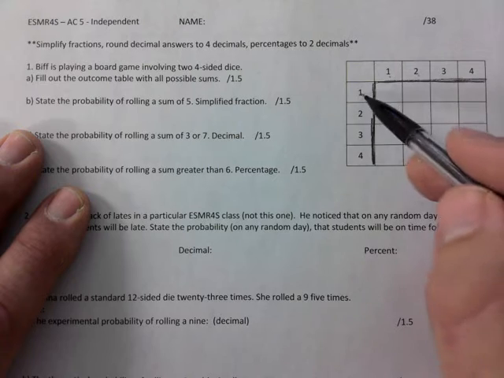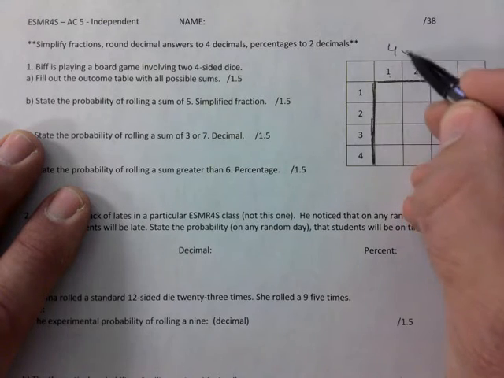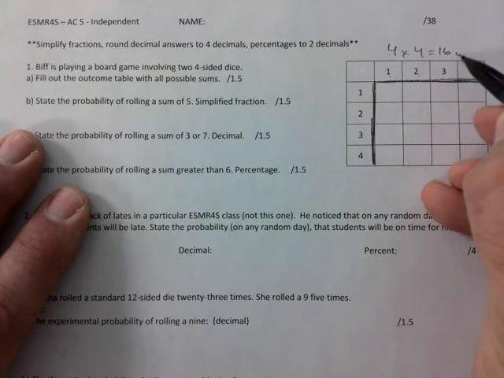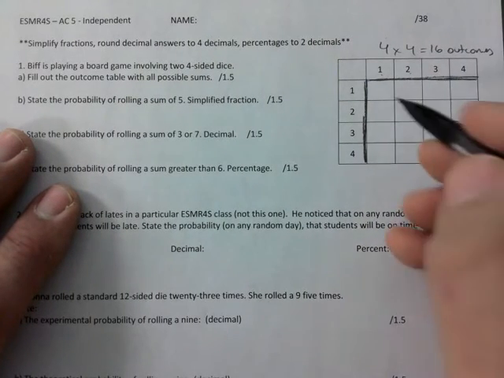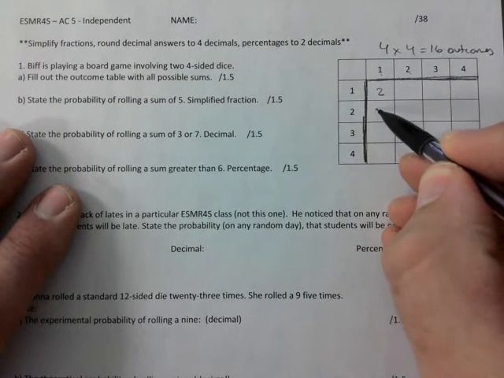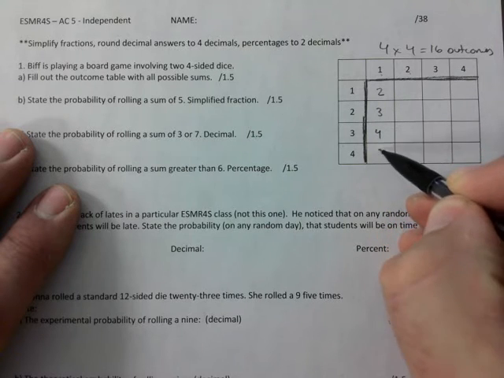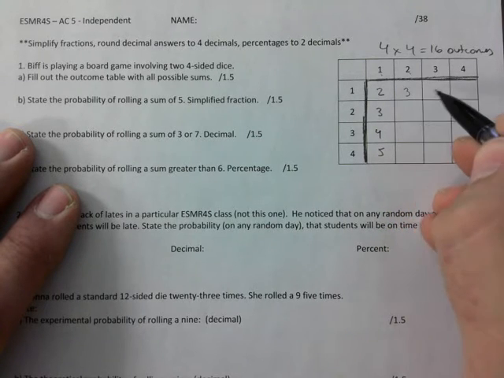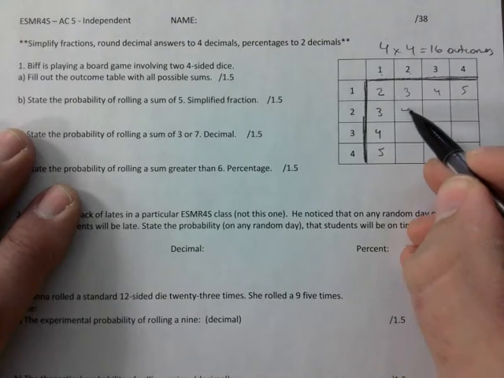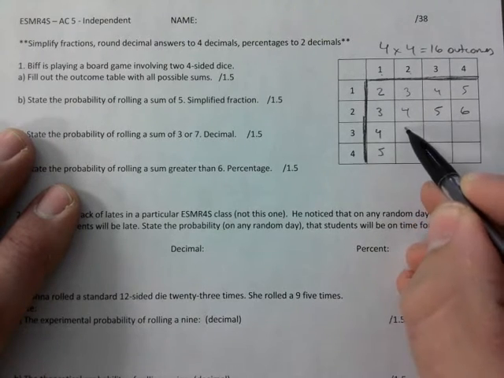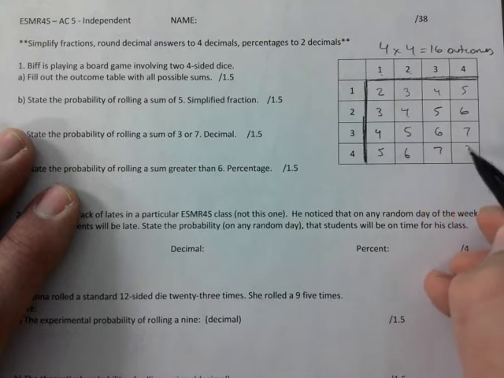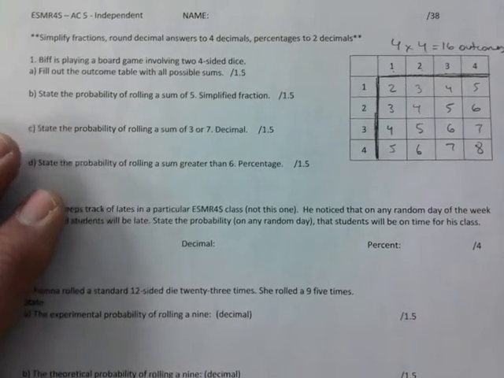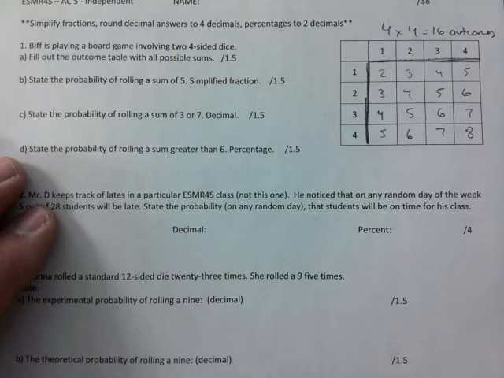So it'd be 4 times 4. There are 16 outcomes. That should be clear, right? 16 outcomes. So I will already just do the sums because it's easier to see if you do that. Okay, so I fill in the sums. That would probably be worth marks, obviously.